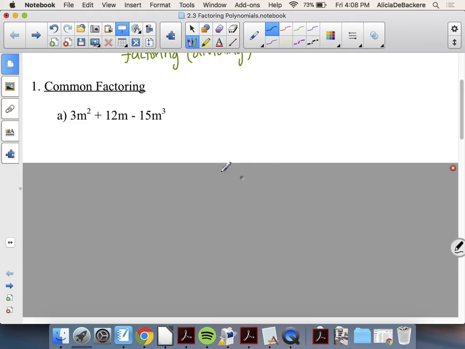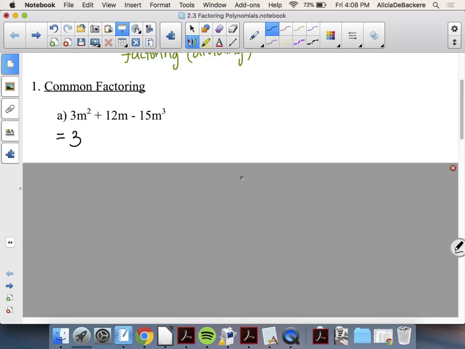So here, what I'm going to do is take a look first at the coefficients. I have the coefficients 3, 12, and negative 15. And I notice that I can divide all of those numbers by 3. So I'm going to put that 3 out front. It's going to be the thing I multiply my other expression by to get back to this.